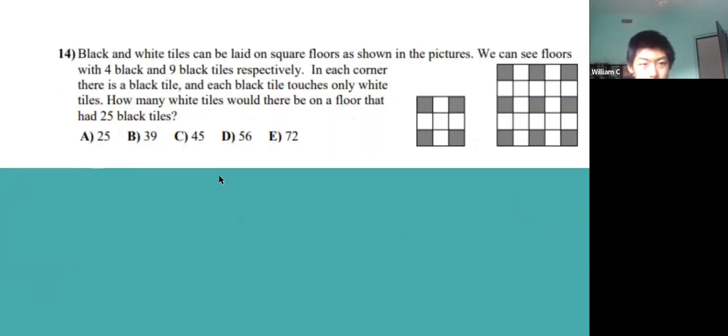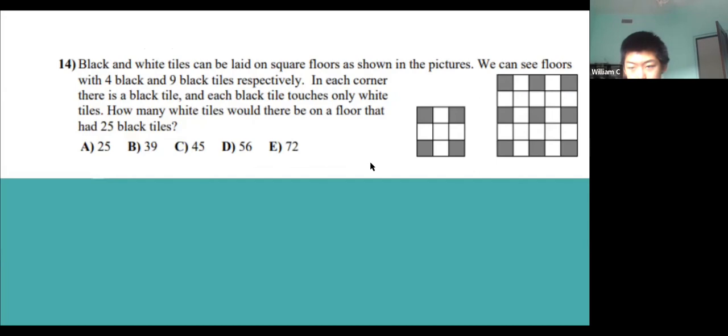So next, black and white tiles can be laid on square floors as shown. You can see floors with 4 black and 9 black tiles respectively. In each corner there's a black tile. Each black tile touches only white tiles. How many white tiles would there be on a floor that had 25 black tiles? I'll give you 3 minutes to think about this. If you have an answer, please type it in.